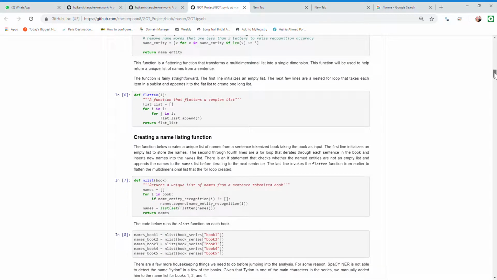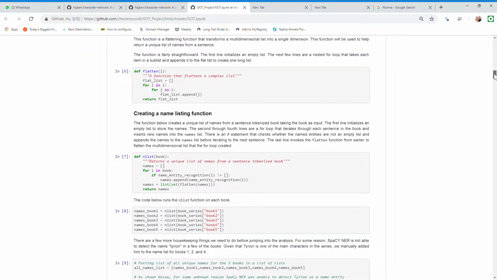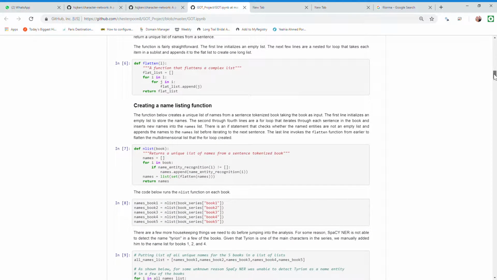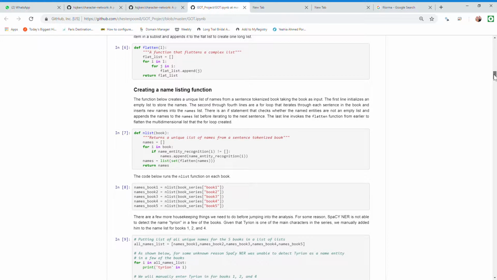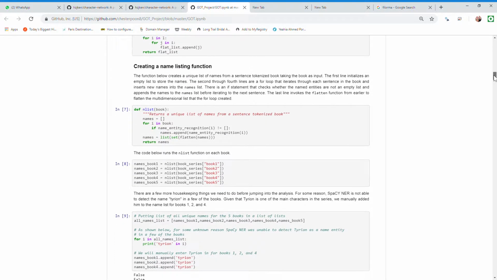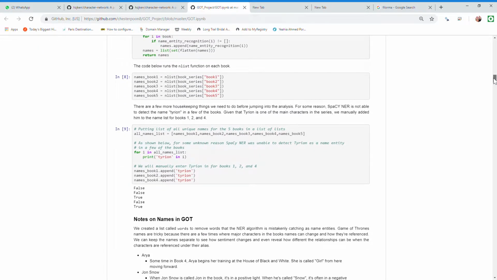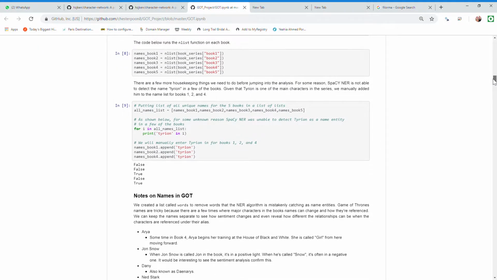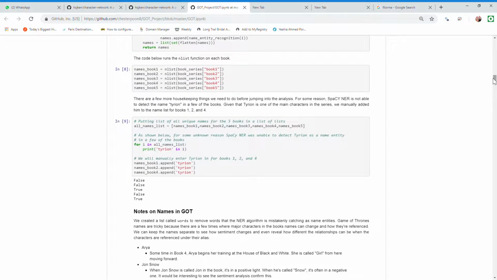So that's what we have here. And what we do here is we flatten it to turn it from a list to create one long list. Here we've done this now for all 5 books, and there was a problem though. What we noticed is that Tyrion is a very popular character on the TV series, but for some reason he actually was not recognized by Spacey's name recognition in the first, the second, and the fourth book.